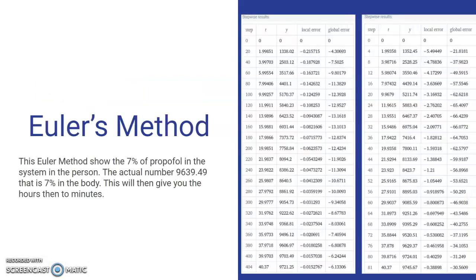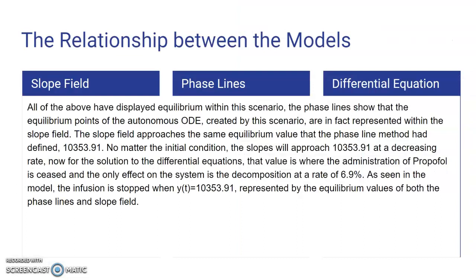To the right can be seen the values found when using Euler's method to determine how much propofol is 7% of the drug administration. Essentially, this tells us the approximate value of the drug that we are looking for when 93% has been processed. Now, with everything found using the slope field, phase lines, and Euler's method, we can know for sure the dosage in milligrams when the administration is stopped.